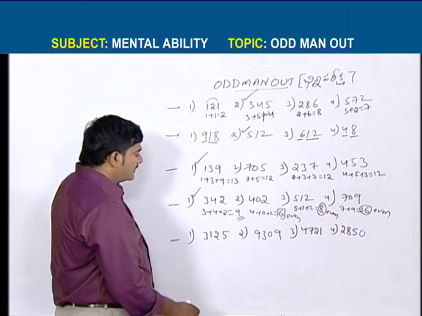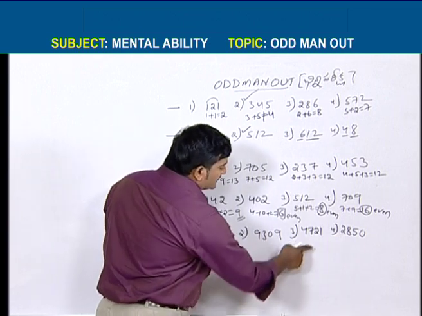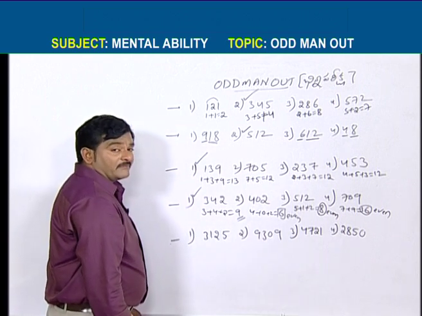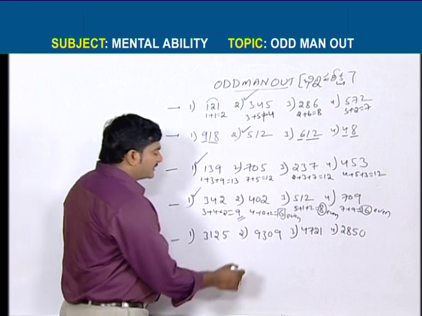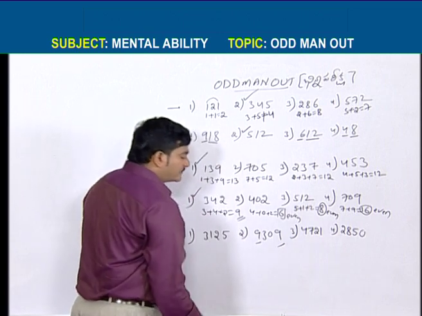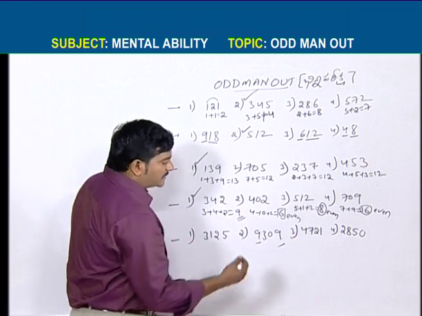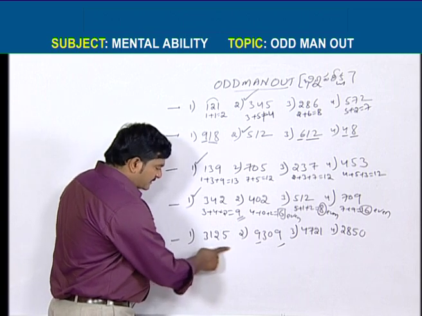Observe this one: 3125, 9309, 4721, 2850. There is no different logic in that. The silly logic in this question is that 9 is repeated twice. In any other option, no digit is repeated. So here, 3125, is any number repeated?